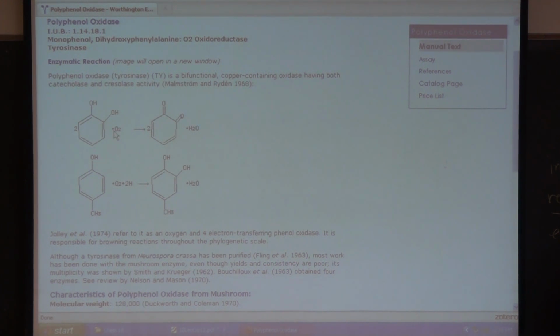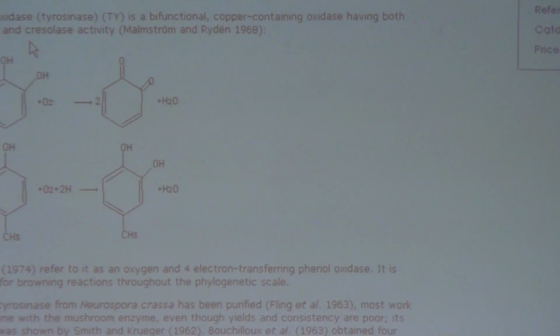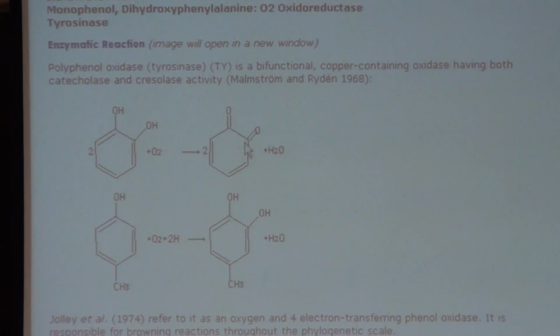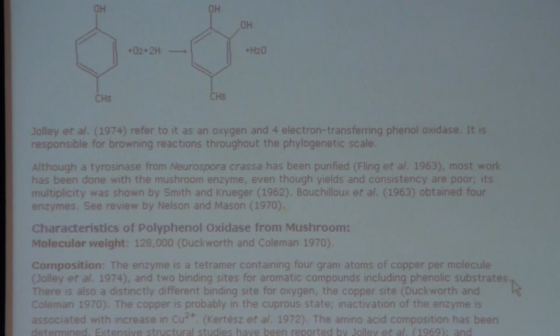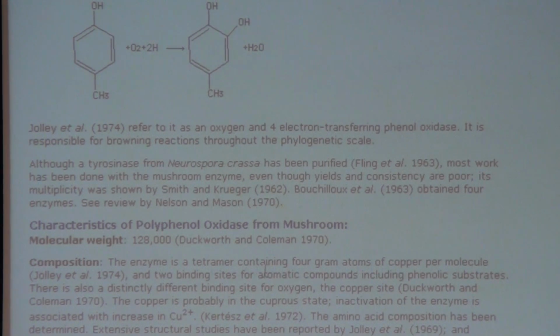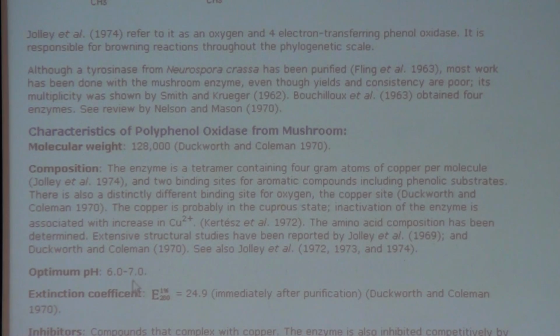Here's the phenolic compound, and here's the quinone which forms. So this is the colorless compound, this is the colored compound. It says in here that polyphenol oxidase is a bifunctional copper-containing oxidase, an enzyme having both catechol and cresolase activity. So catechol is this one, cresol is this compound. They're saying that the optimum pH of polyphenol oxidase from mushroom is between 6 and 7. Now, I think this only applies to mushroom.